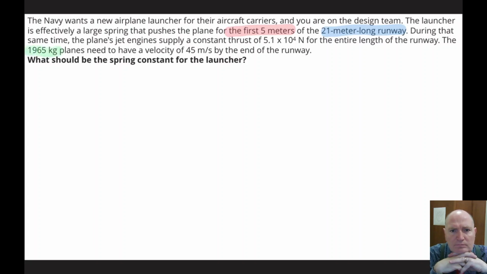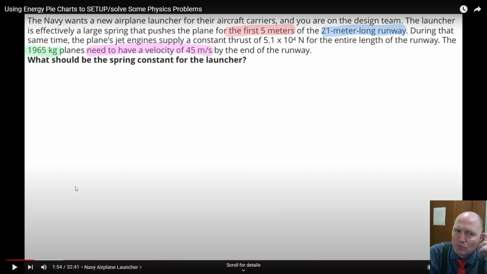These planes are a couple thousand kilograms and need to have a velocity of 45 meters per second by the end. So I have no idea how much planes weigh, but I usually think of a car as being a ton, especially the modern SUV cars, and a ton is 1,000 kilograms. So twice the weight of a heavy car. Yeah, I could see that for the big jets. For these tiny little single engine prop jobs that hobbyists have, I would say it's way less than that, but that seems reasonable. 21 meters for a runway for an aircraft carrier.